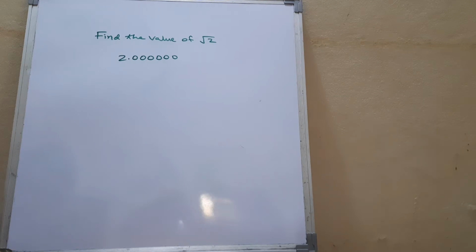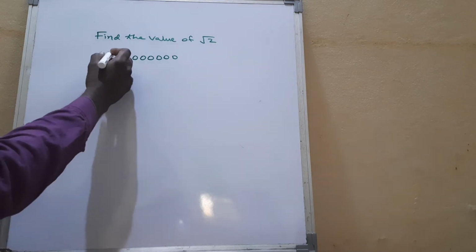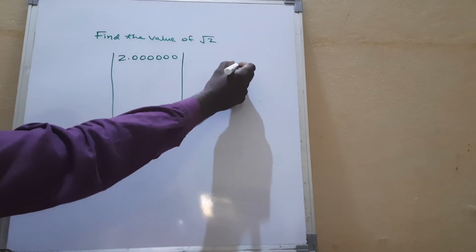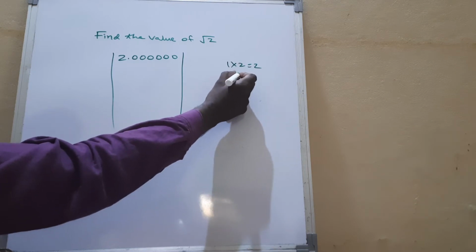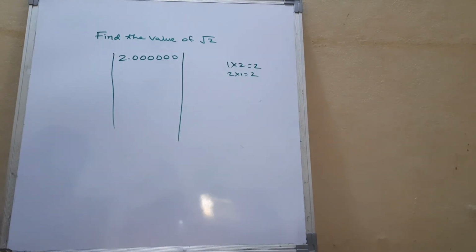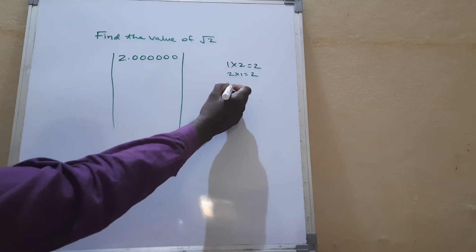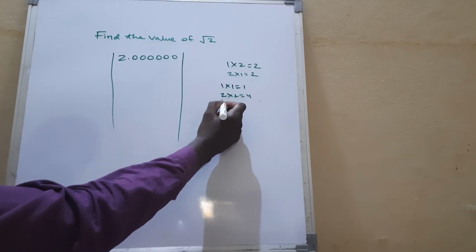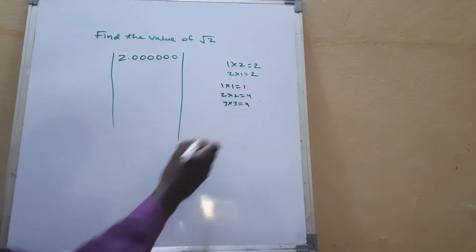Now we draw two lines on either side of this number. First we take 2 into count. There is 2 here. How to multiply two numbers to get 2? Not like 1 into 2 is equal to 2. We take two same numbers: 1 into 1 is equal to 1, 2 into 2 is equal to 4, 3 into 3 is equal to 9, like this.